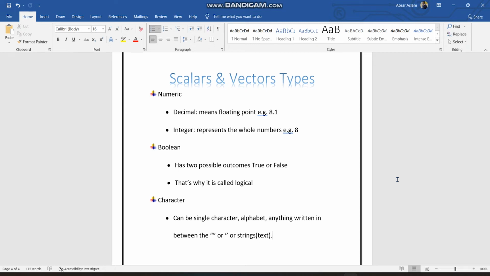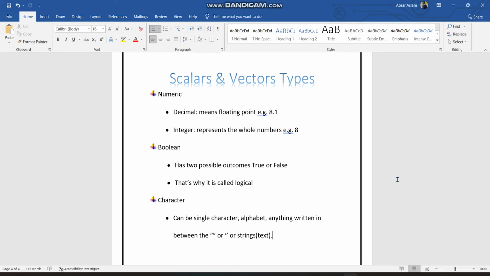The numeric data type is numbers, as the name suggests. It is subdivided into two types. First, decimal, which means a floating point, for example 8.1. Second, integer. Integer represents the whole number, for example 8.